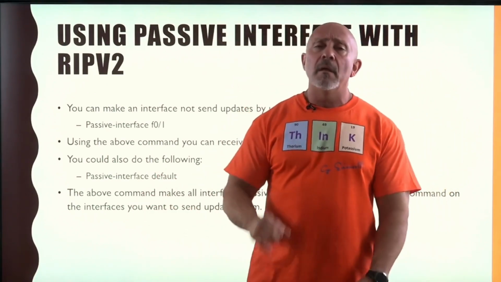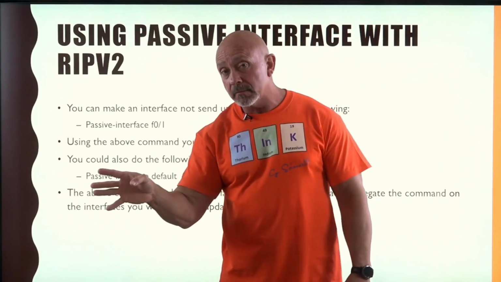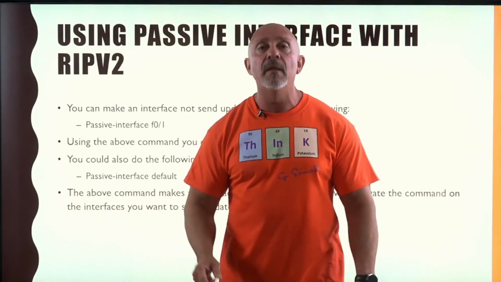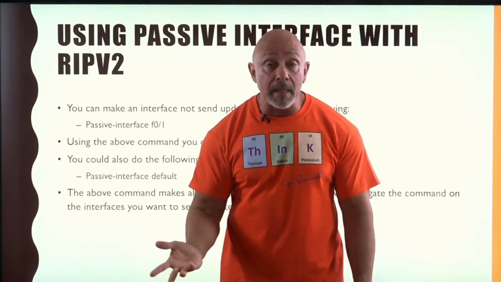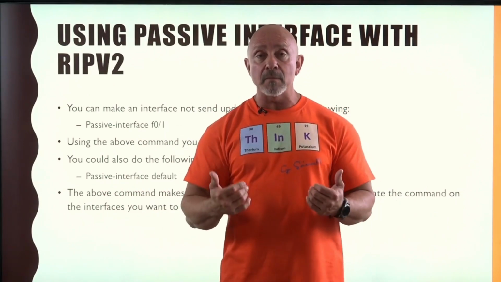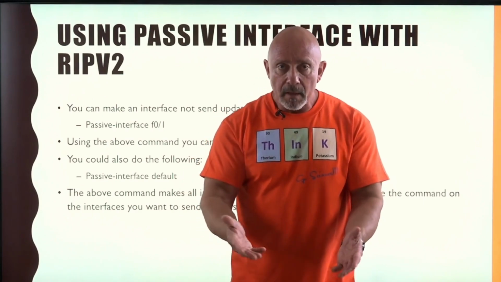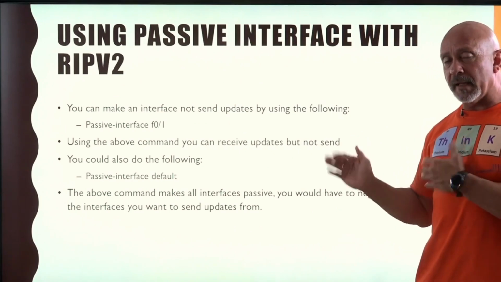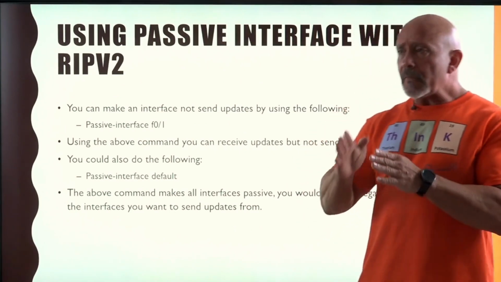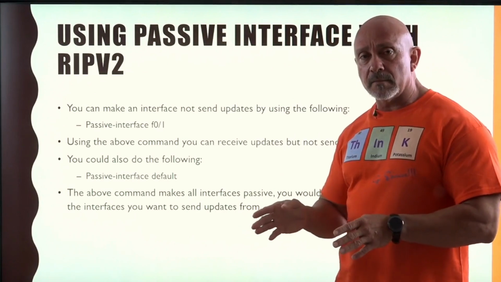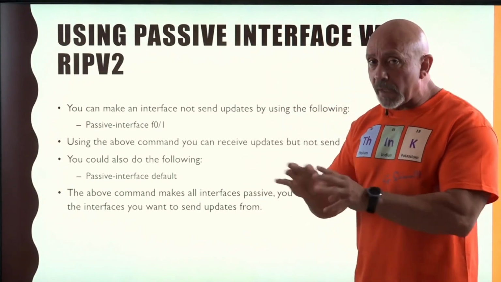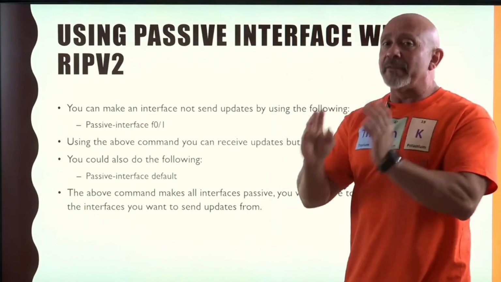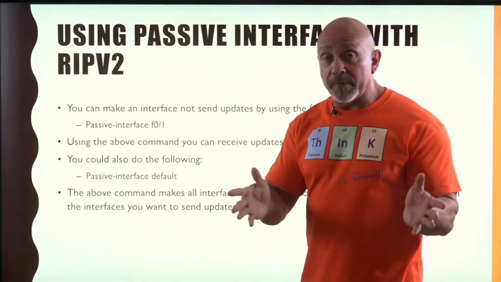It tells it, I'm not going to send my neighbor, or an exterior network, whatever the case may be, any updates. It'll receive updates, but it won't send updates. When using the passive interface command, you can do it on a per interface basis. You can say, inside the routing protocol, passive-interface this interface, passive-interface this interface. You can do it per interface, it's up to you.